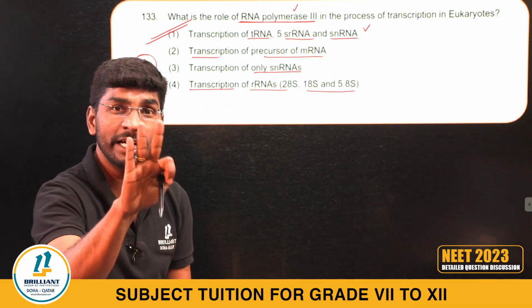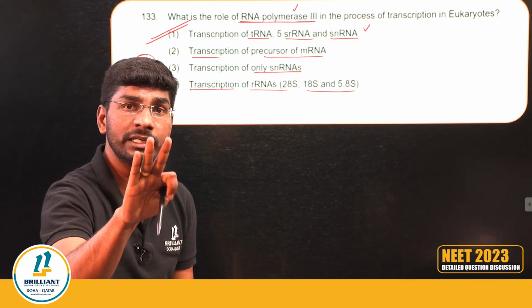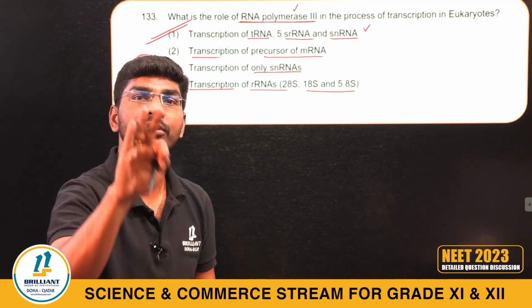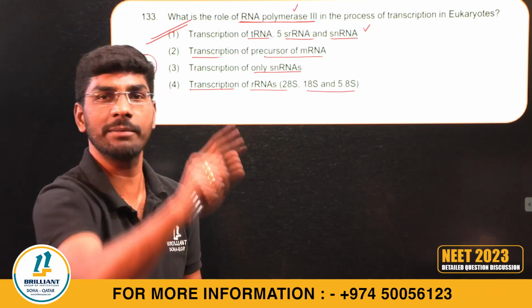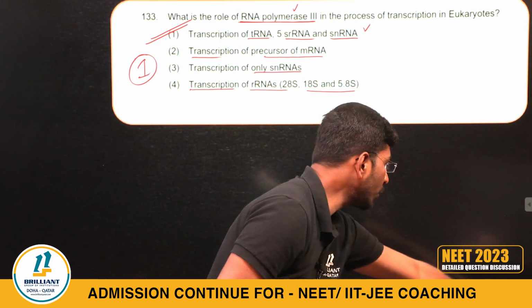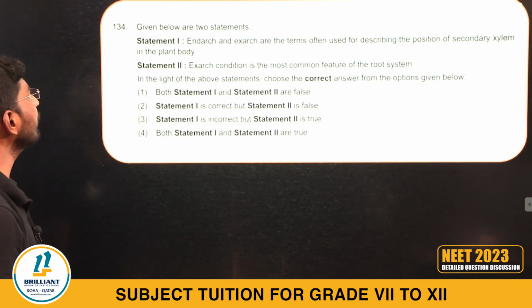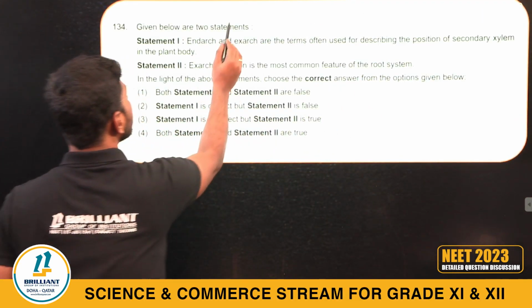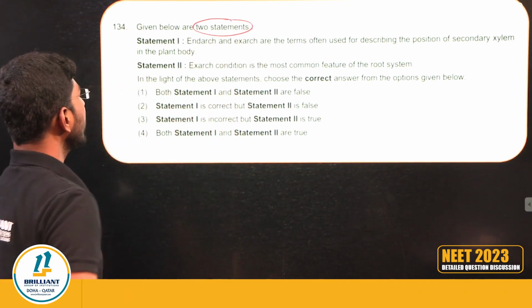Got my point? There are 3 different types of RNA polymerase enzymes for the transcription of 3 different types of RNA in case of eukaryotic cell. Now, next question, 134. Given below are 2 statements. Statement 1.